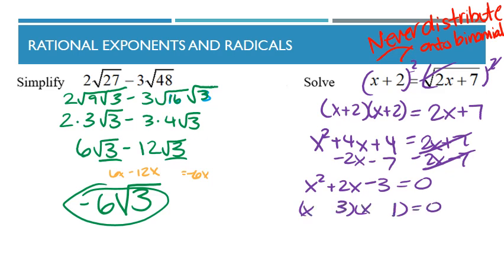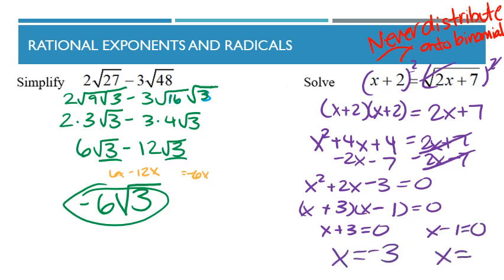All right, I've got a 3 and a 1. It's going to be a positive 3 and a negative 1. If I set each factor equal to 0, I can solve. X equals negative 3 and x equals 1. I can still check my answers.